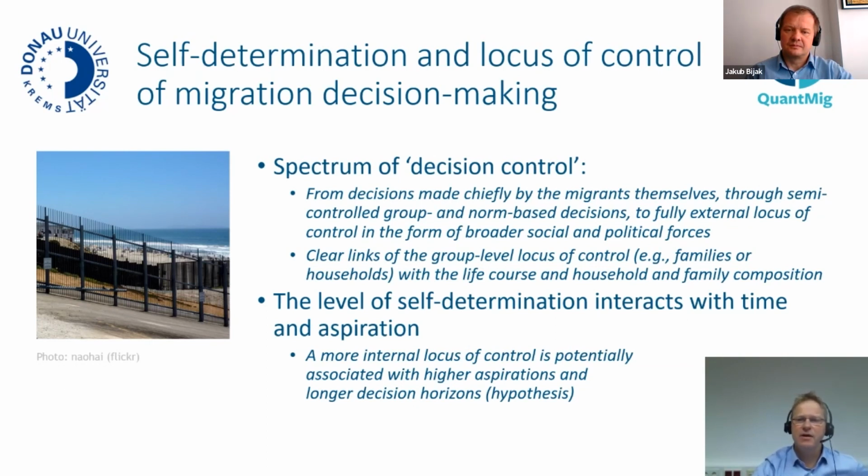That is, factors with an external locus of control, such as the broader social and political forces that also exert influence on migration decisions. The level of self-determination also interacts with time and aspirations, so that an internal locus of control is associated with higher aspirations, longer time planning, and decision horizons.